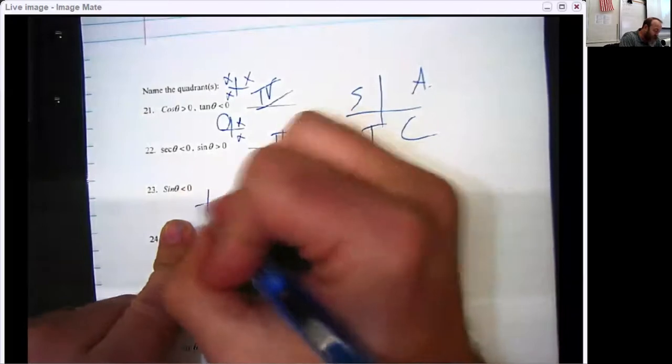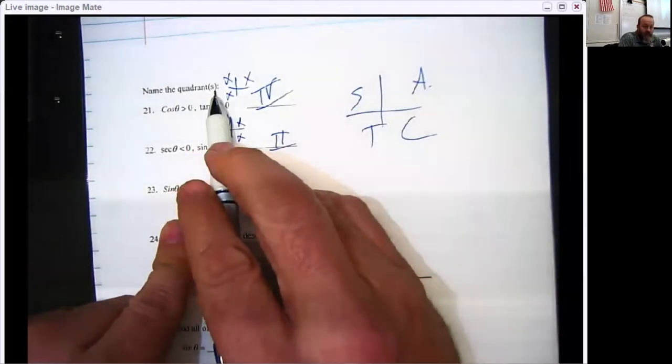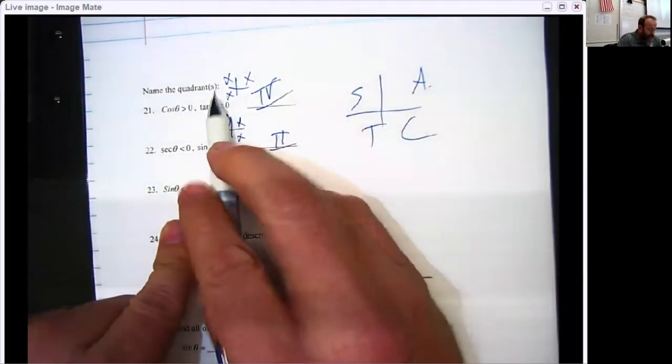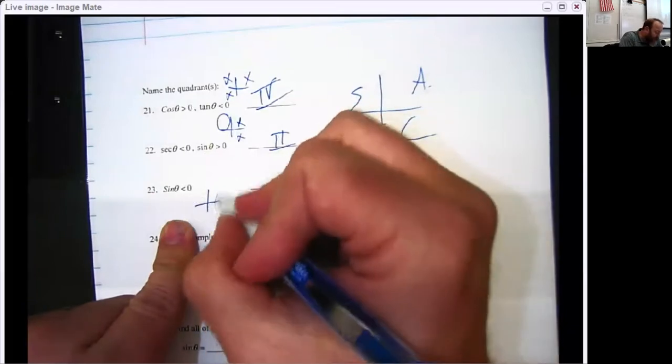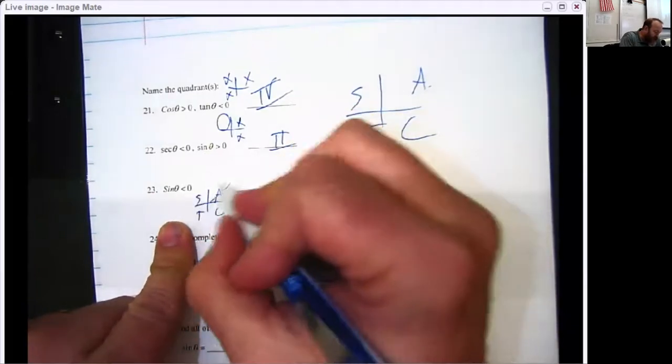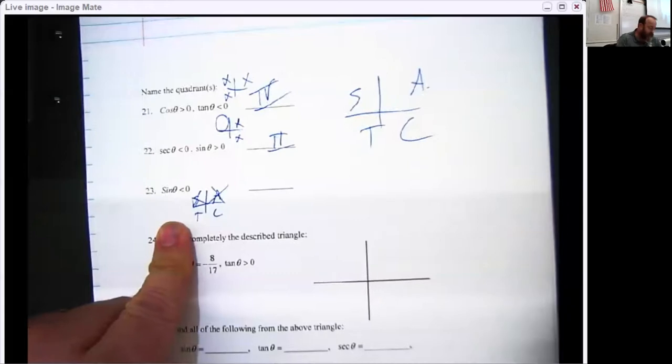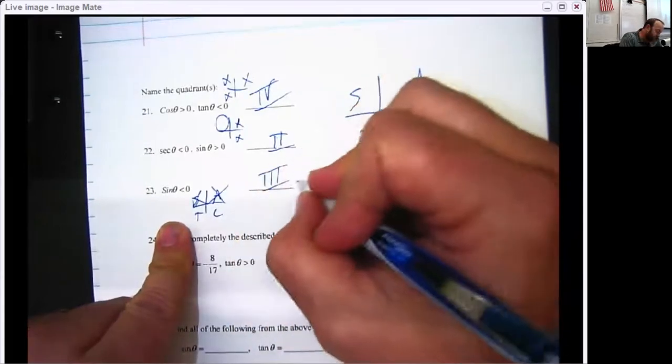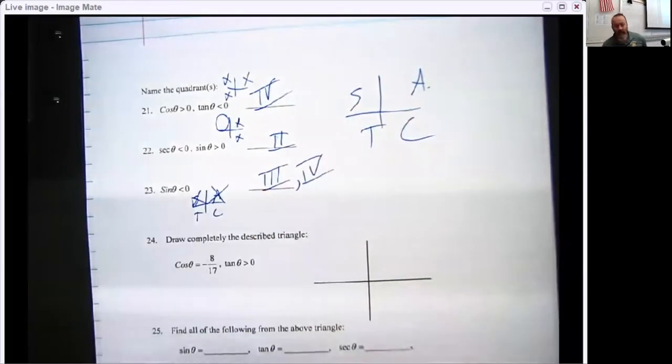And this is the tricky problem. That's why it says quadrant, plural, possibly. Where is the sine negative? Well, it can't be here or here because the sine is positive. So this actually happens in both quadrants 3 and 4.